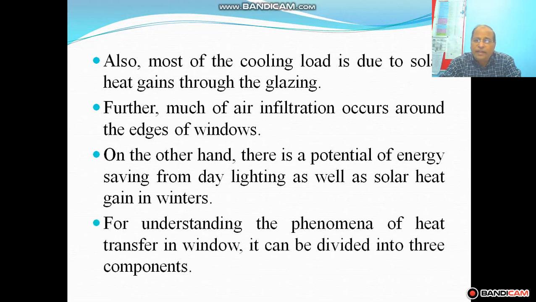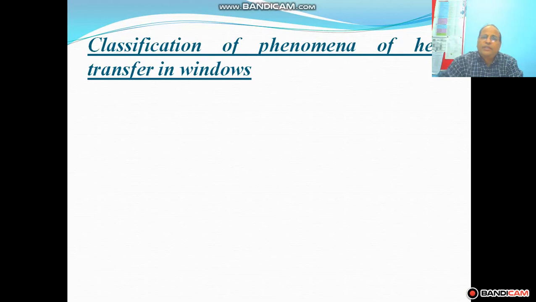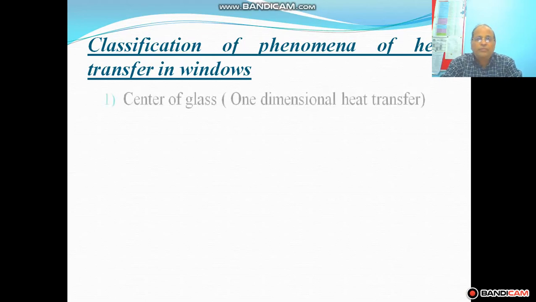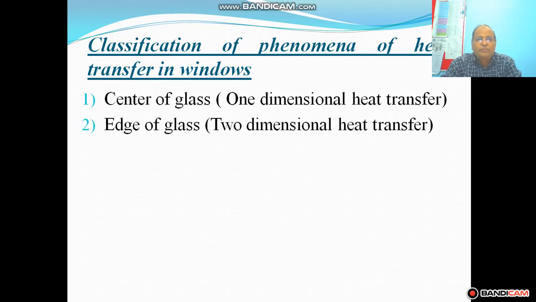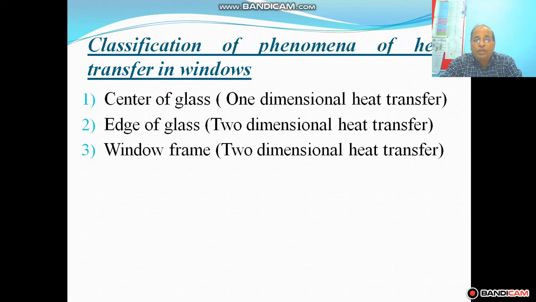For understanding the phenomena of heat transfer in windows, it can be divided into three components. Classification of phenomena of heat transfer in windows is divided into three parts. Number 1, center of glass, number 2, edge of glass, and number 3, window frame.